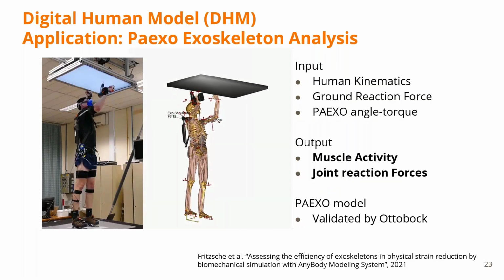The simulation took as input the human kinematics as well as data from ground force plates and angle torque measures from the exoskeleton. It was finally able to output valuable muscle activity and joint reaction forces, all of which are measures that are very valuable, as they are a kind of estimation or even measurement that is very hard to obtain directly.